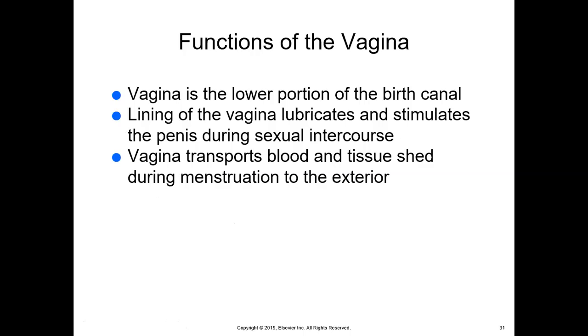Functions of the vagina. The vagina is the lower portion of the birth canal, and the lining of the vagina lubricates and stimulates the penis during sexual intercourse. So the vagina also transports blood and tissue shed during menstruation to the exterior.